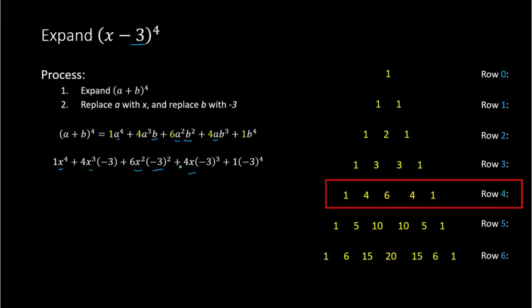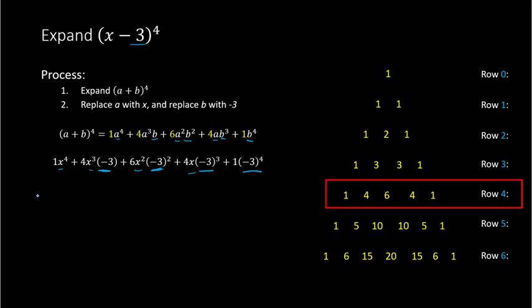B squared is negative 3 squared. Negative 3 is right there. Negative 3 squared is here. Then b cubed, we have negative 3 cubed. B to the 4th, we have negative 3 to the 4th power. All right, so now we can just simplify this.